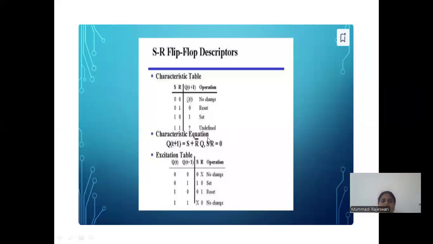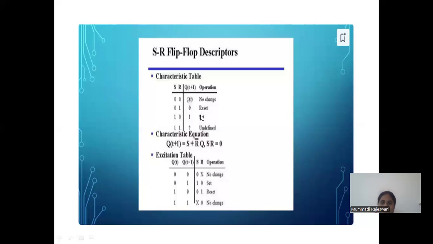This is the characteristic equation. We can realize that characteristic equation by using a simplification of the K-map. See, in the K-map the inputs are S, R and present state, and we are finding the K-map for the next state, that is your output, which we are considering as Q n plus 1.